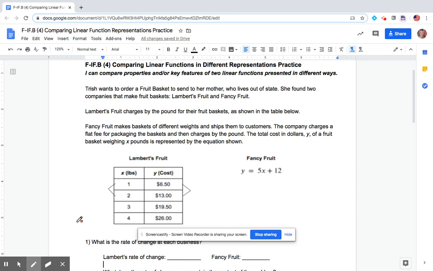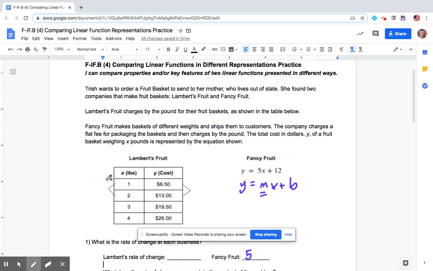All right, so what I want to do, because the first question asked me for the rate of change at each business, Fancy Fruit is fairly obvious because it's nice that the equation was given to us in the form of y equals mx plus b, m being my slope. So Fancy Fruit, the rate of change is 5, in other words, $5 per pound of fruit.